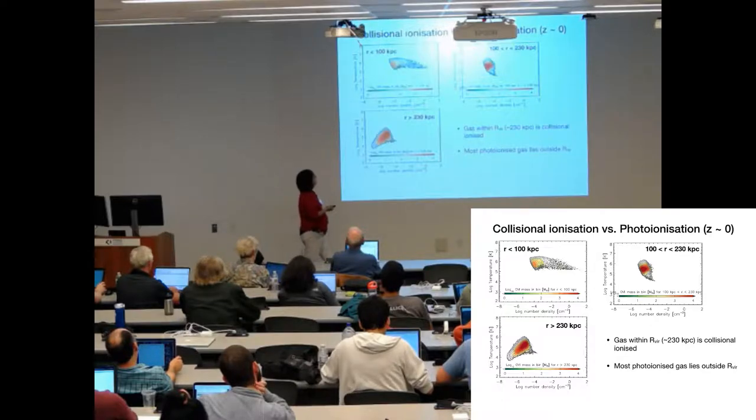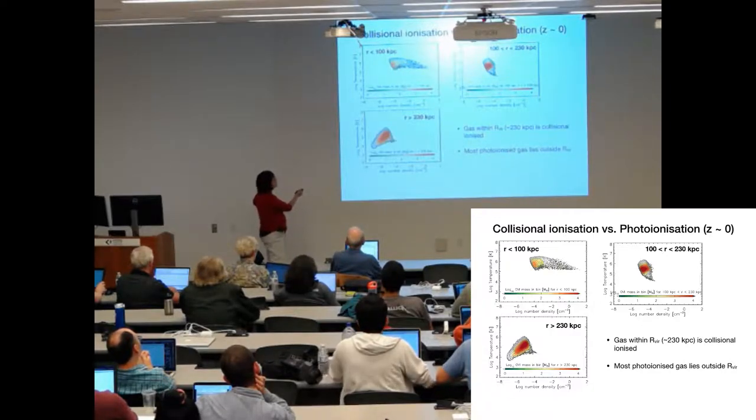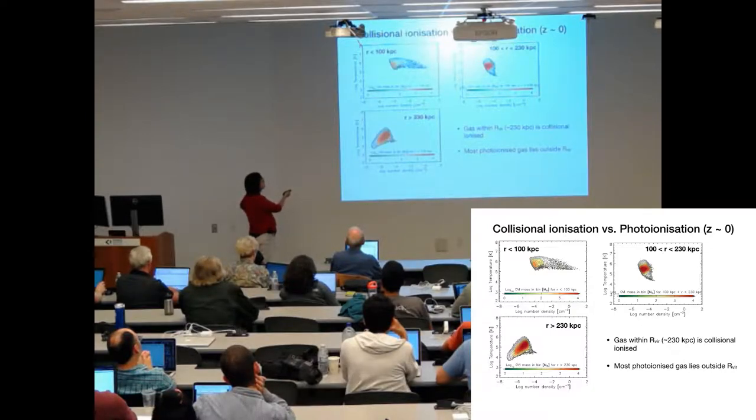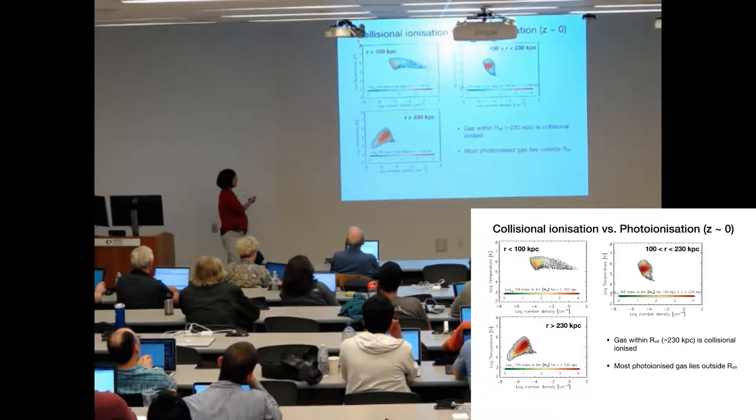If we bin it with distance, we see that inside the galaxy, within 100 kiloparsec, and this is within the virial radius, this is still mostly collision ionized. Maybe here you see a little bit of photoionization. And outside the virial radius, a large portion of it is actually photoionized. And this is in Eris.